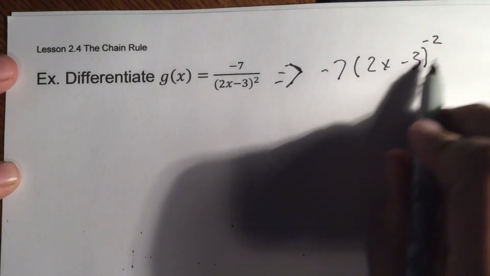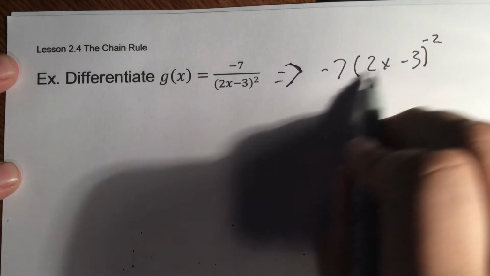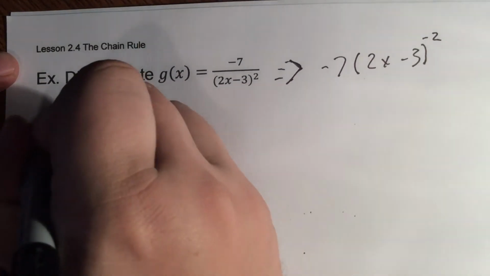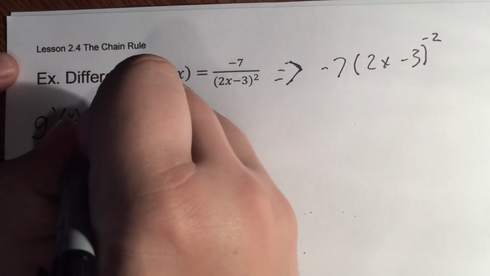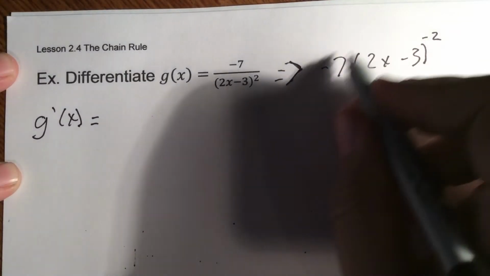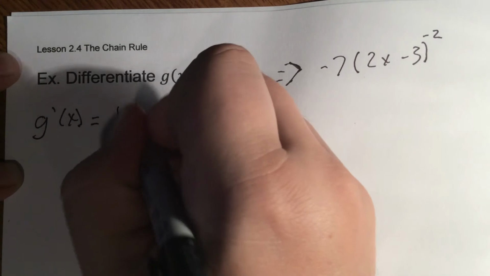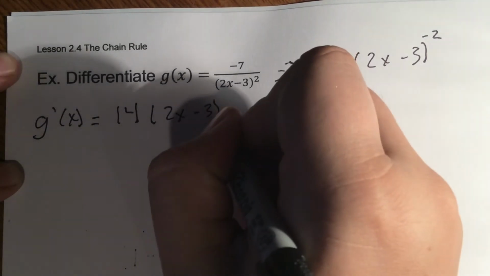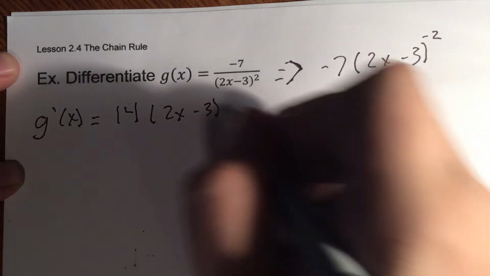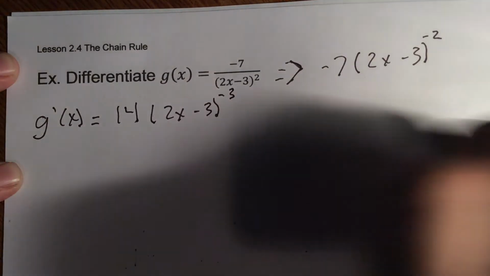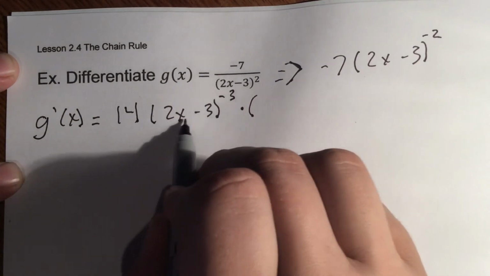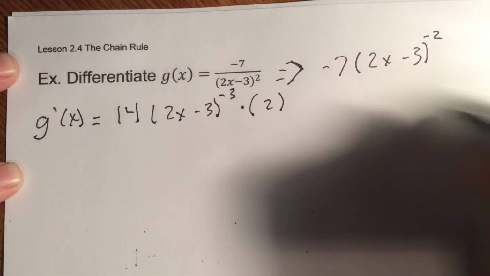All right, so when we do derivative of this, again, our 2x minus 3 is our inside function. The negative 2 is the outside function. So g prime of x equals, bring our negative 2, and negative 7 make 14. Parentheses 2x minus 3. Subtracting 1 from negative 2 makes us negative 3. Times, we have an inside function here, so derivative of 2x minus 3 would be 2.